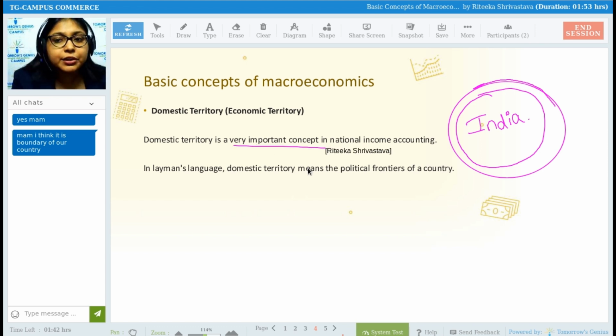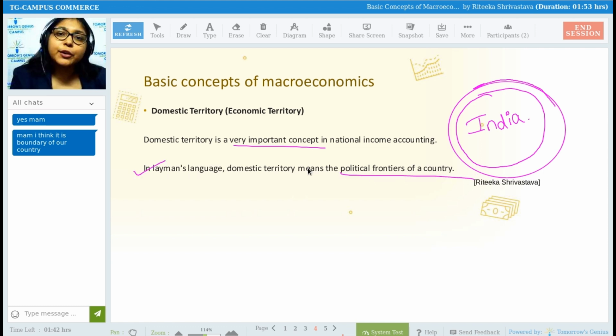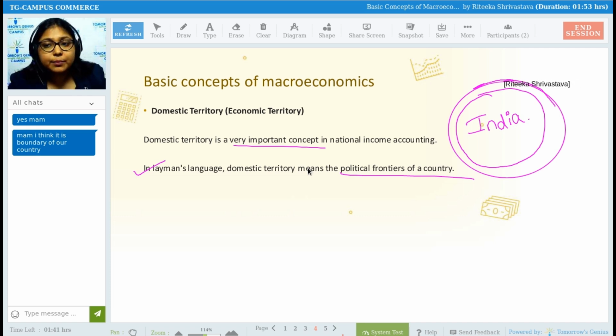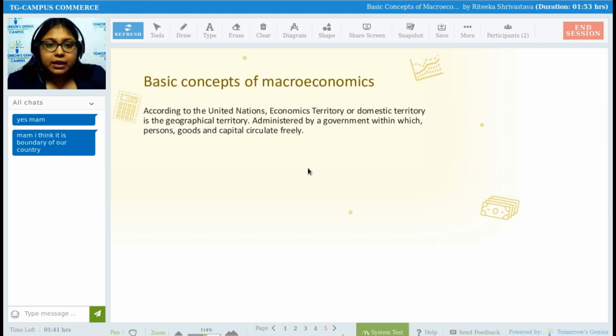Domestic territory is a very important concept in national income accounting. In layman's language, it means the political frontiers of a country. Why political frontiers? Because everything related to our country will be taking place inside the domestic boundaries. Anything related to politics, anything related to government will be inside our country only. So it is called the domestic territory, economic territory, or political frontiers of the country. That means the boundary of our own country.